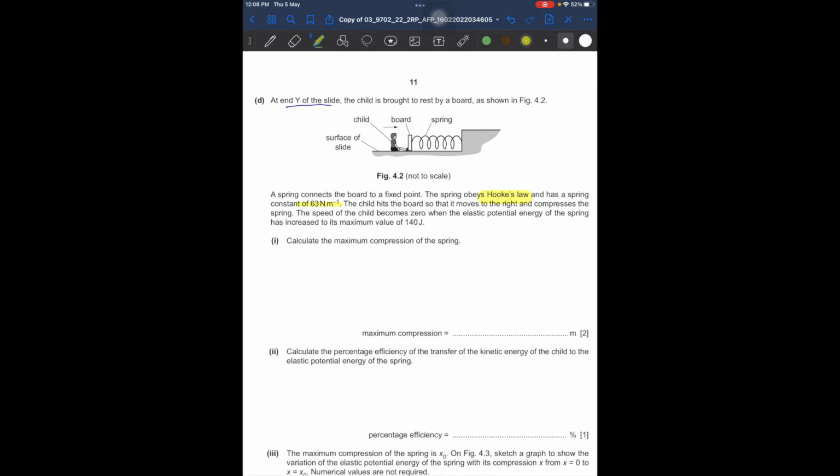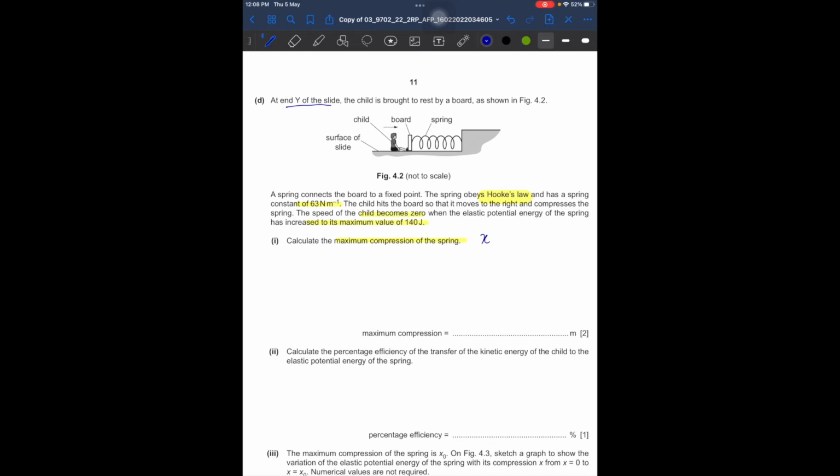The child hits the board so that it moves to the right and compresses the spring. The speed of the child becomes 0, so the child comes to rest, and the elastic potential energy has increased to its maximum value, which is 140 joules. Calculate the maximum compression of the spring.